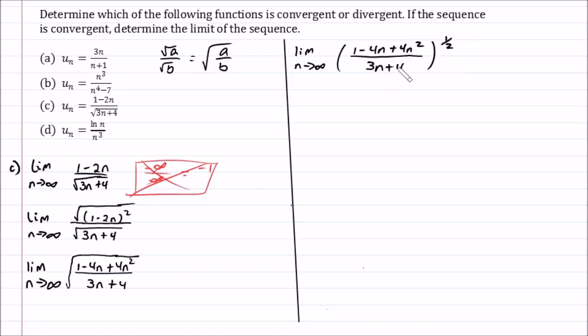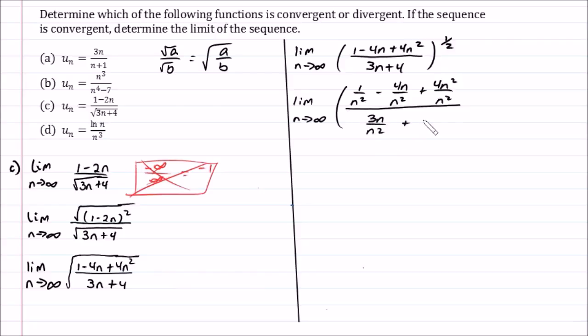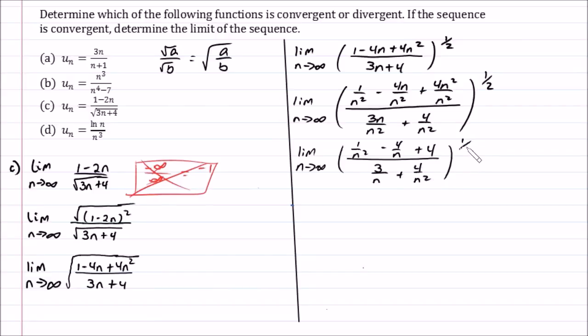Now I'm going to divide throughout by the highest power of n, which is n squared. We get the limit as n tends to infinity of (1 over n squared minus 4n over n squared plus 4n squared over n squared) divided by (3n over n squared plus 4 over n squared), all to the power 1/2. Let's tidy that up a bit. We get (1 on n squared minus 4 on n plus 4) divided by (3 on n plus 4 on n squared), to the power 1/2.